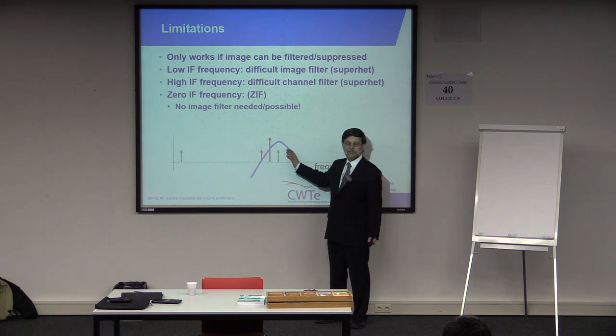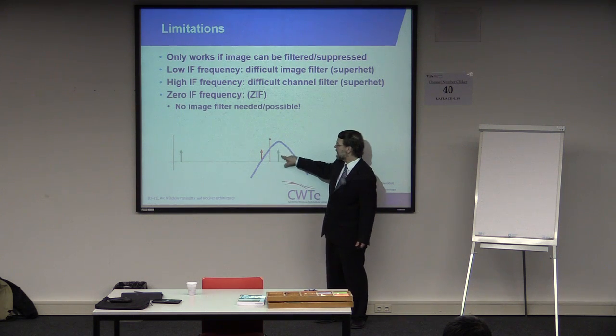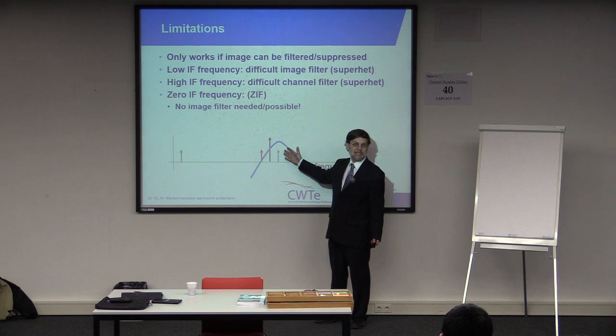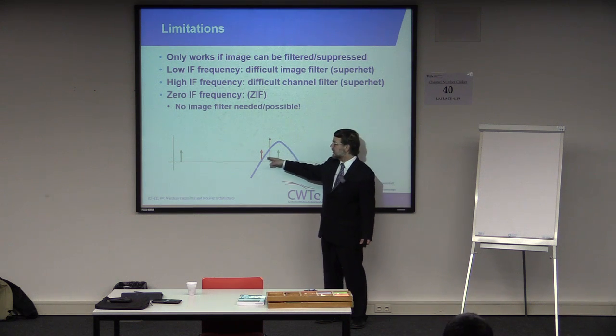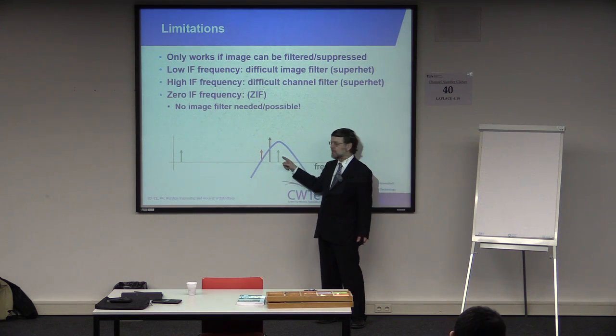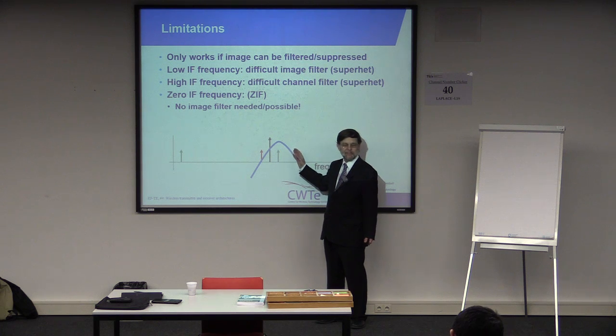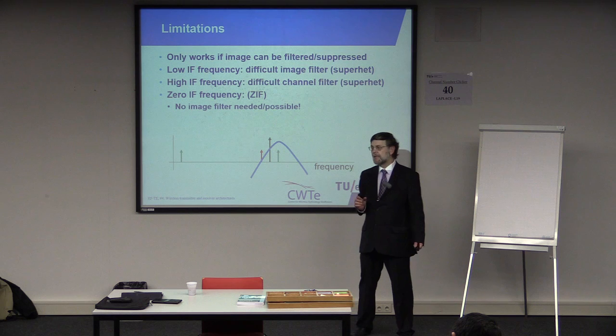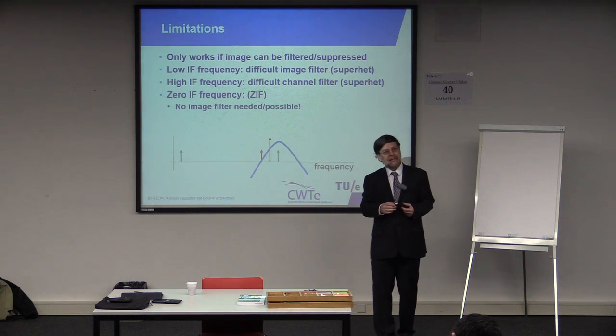But this filter now doesn't have to only pass the wanted signal. This filter is now more relaxed. It only needs to suppress the image. So this is called an image reject filter. And usually the image is further away from the wanted signal than other interferers. And so this filter can be a lower Q, can be more relaxed. And in fact, that gives us an interesting trade-off.